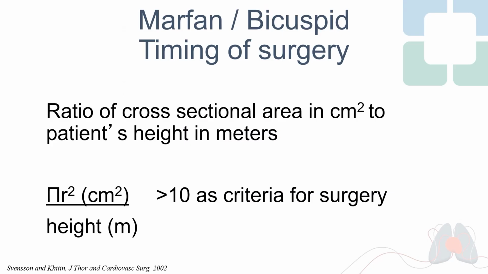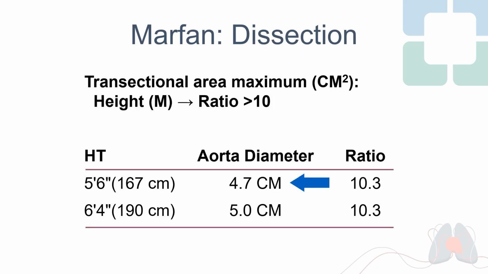So many years ago, we looked at the cross-sectional area and the ratio to a patient's height as a criteria in patients with Marfan syndrome and timing of surgery, and later we applied that to bicuspid valves also. So essentially what this means is a shorter person with a connective tissue disorder like Marfan's, at 4.7 centimeters we'd recommend surgery, versus a taller patient at 6'4", it would be about 5 centimeters we recommend surgery.